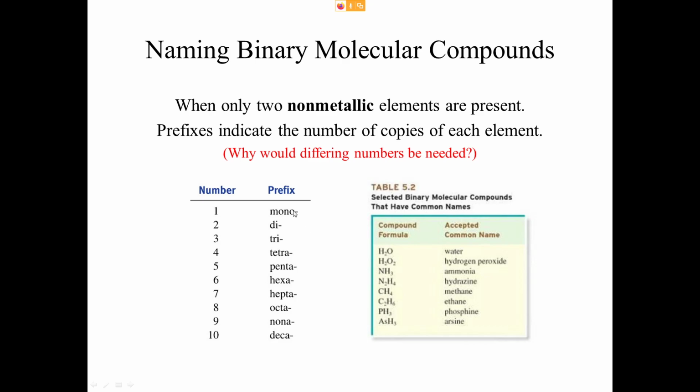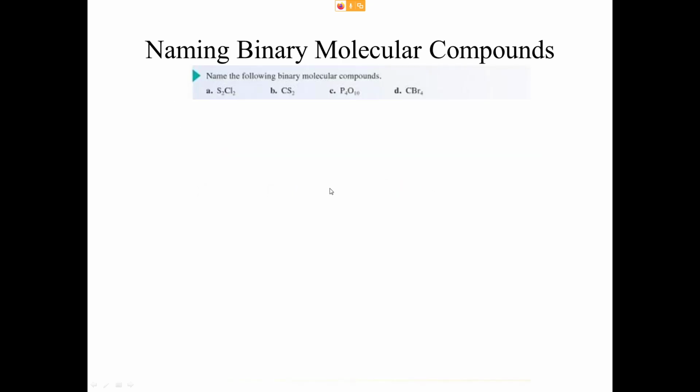You've got to know your prefixes: mono, di, tri, tetra, penta, all the way through deca. One through 10, I want you to know. But let's try a few of them. So the first one here says S2Cl2. Chlorine being the more electronegative one here, so we put it second. So we say the first element first and put a prefix in front of it, and then we say the second element second, putting its prefix and changing the ending. So what would your first one be called?